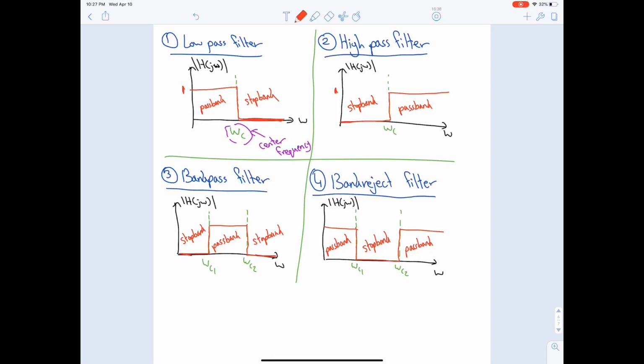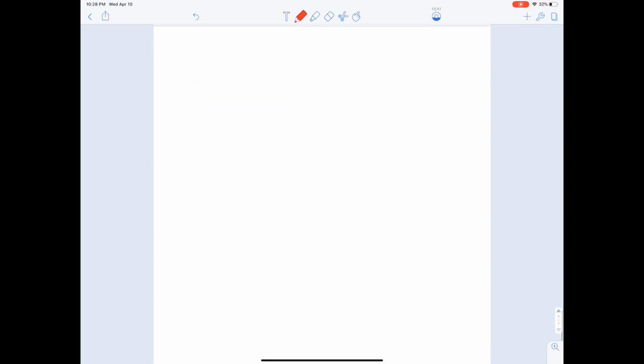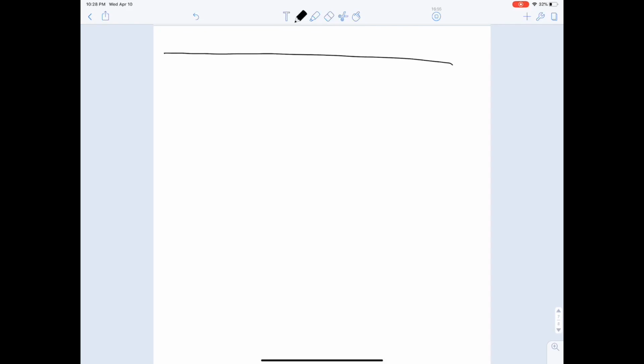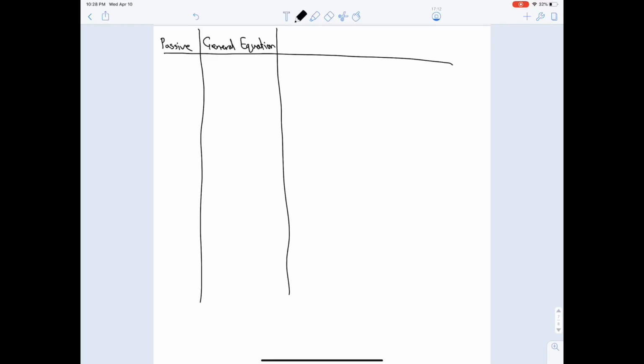Now I will include everything in one table so you can get a complete picture of the first three filters. The fourth filter, we will not discuss it. Let's start writing the table. So here we're having the passive filter, then the general equation, next we have the circuit, the cutoff frequency, and lastly the magnitude plot.